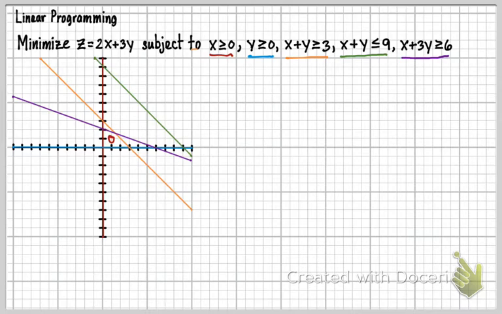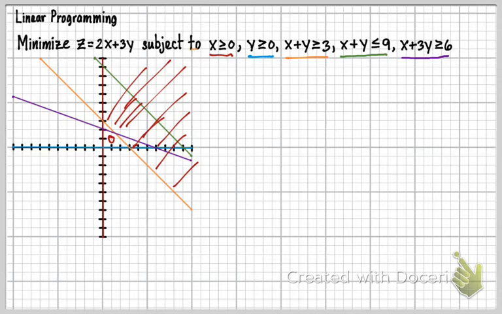Now for the next one, 1, 1 is not greater than or equal to the orange line's value. So that means I'm on the right side of the orange line. I'll be over here somewhere, and I can keep stretching as far as I want. I just know that I'm on the right side of the orange line, or you could say above the orange line. I don't know how you want to word that.